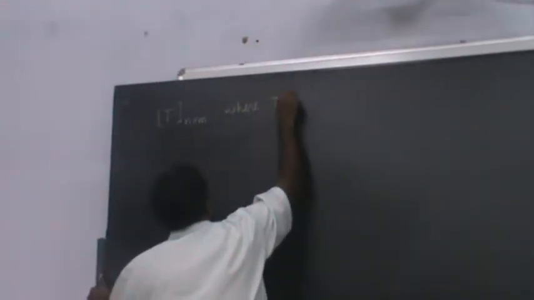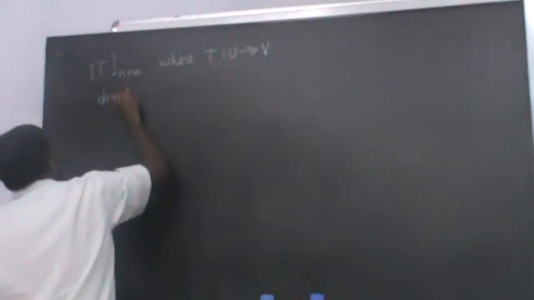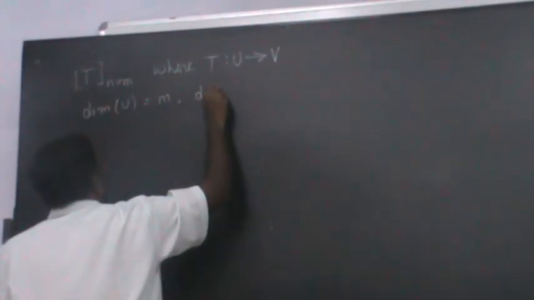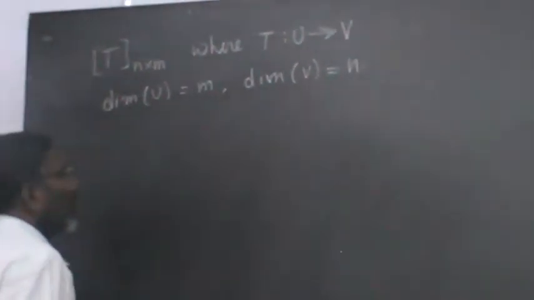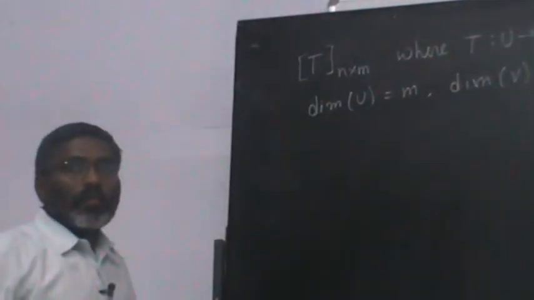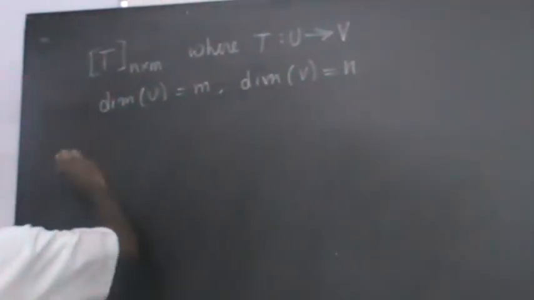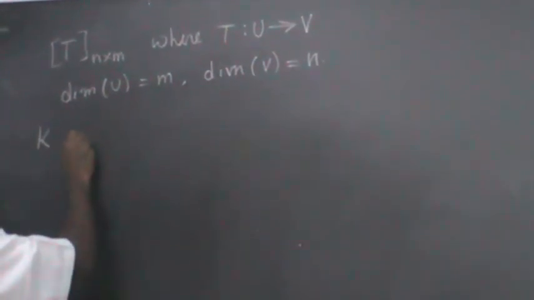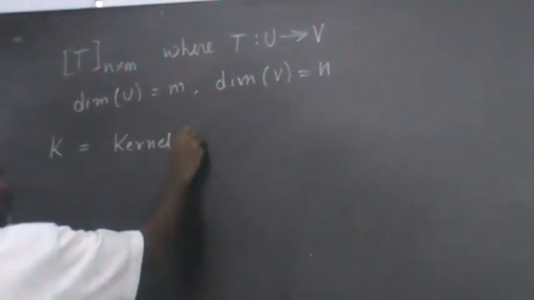This T is a mapping from U to V, and the dimension of U is M, and the dimension of V is N. First vector space that I will define is called K, which is called the kernel of T.